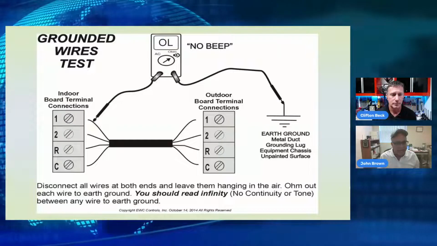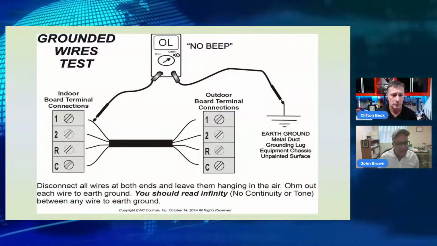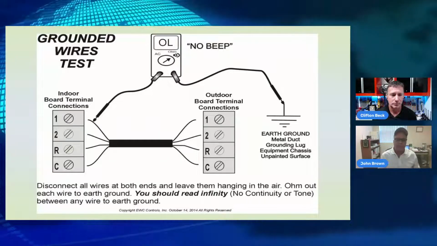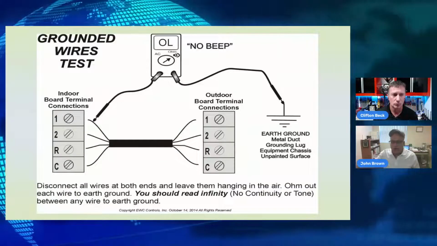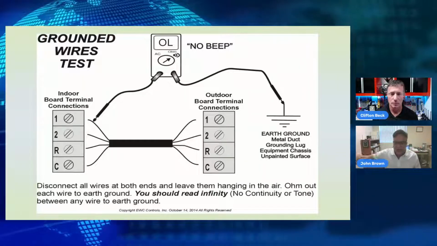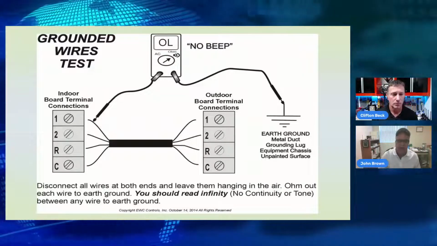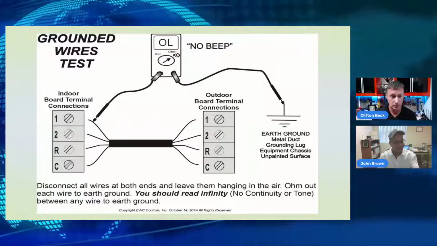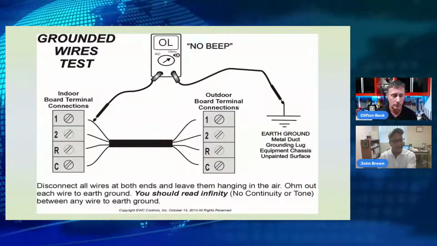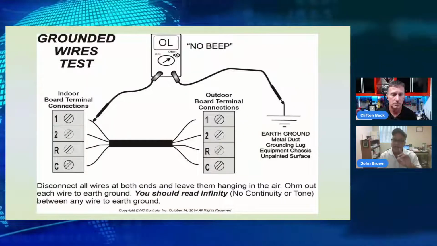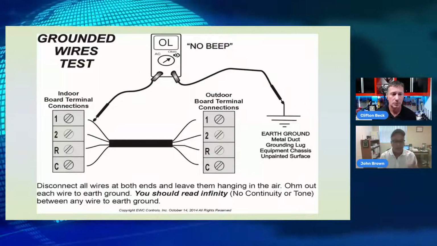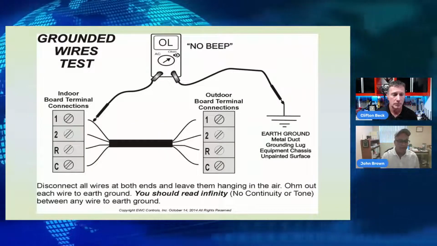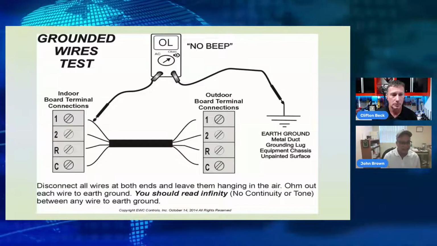This is measuring each wire in that cable, in that jacket, to earth ground. Once again, I need to be near some earth ground. That is the line set, ductwork, some unpainted metal that I know is earth ground in that home. Metallic water line, earth ground exactly, to every wire in that cable. Once again, infinity, no tone, no beep. I should read infinity, every wire in that cable to earth ground. That's a good second test.